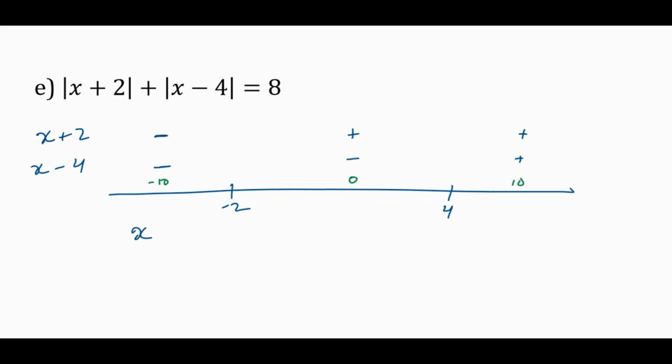So this is x less than or equal to negative 2. This is negative 2 less than or equal to x less than or equal to 4. And this is x greater than or equal to 4.